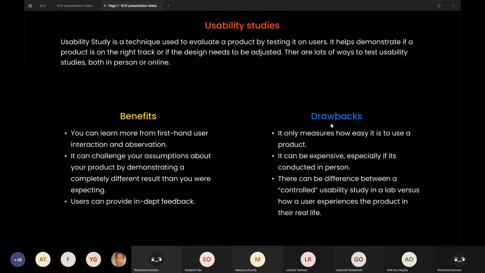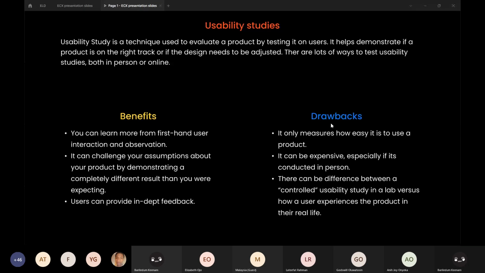You get to observe the user, unlike unmoderated usability studies, where the users are left alone to use the app and give you feedback. It can challenge your assumptions about your product by demonstrating a completely different result than you were expecting. Users can also provide in-depth feedback with usability studies. So you get feedback directly from the users immediately.